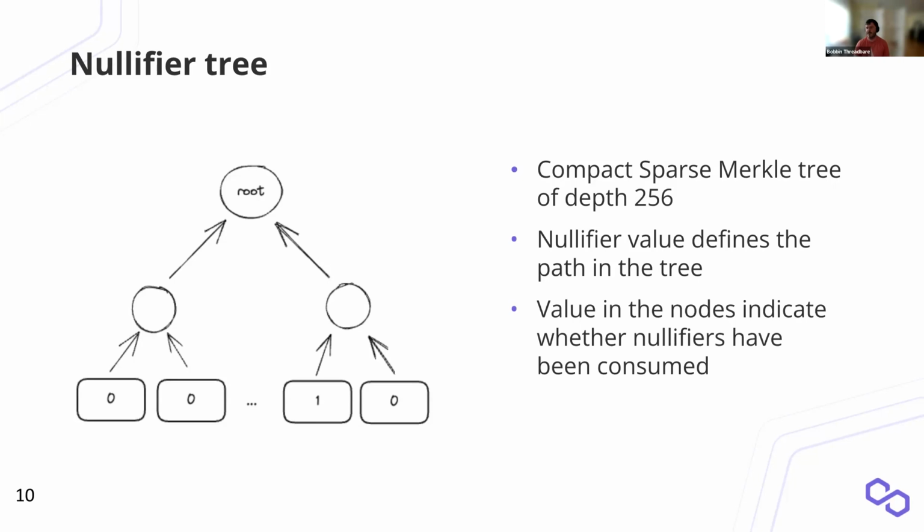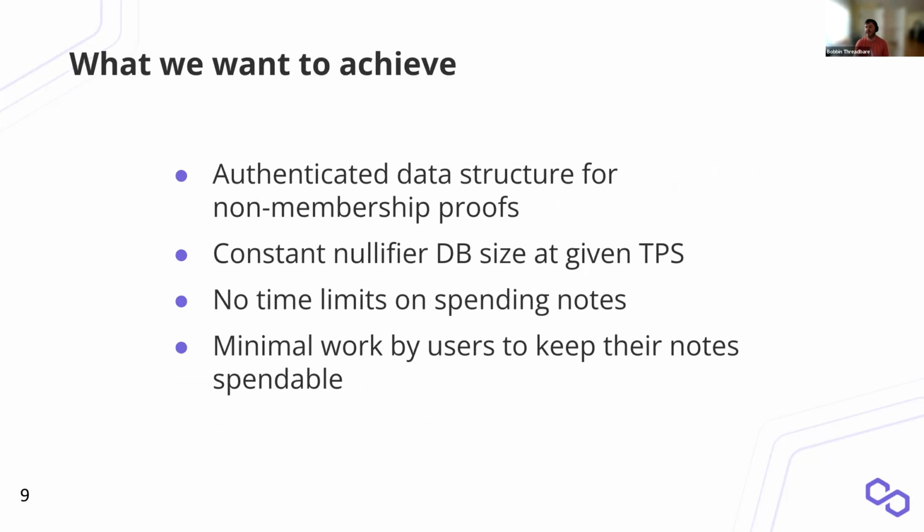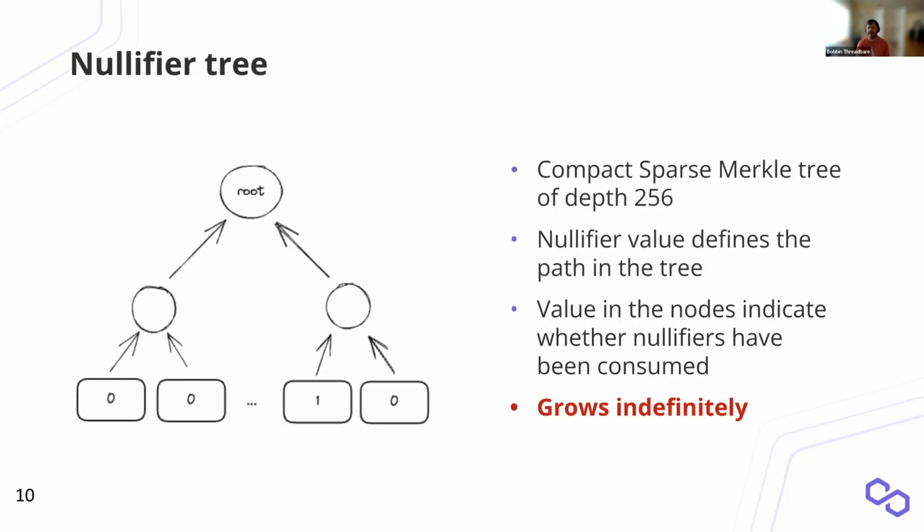If I go back to the previous slide, this actually addresses a lot of these things. It's an authenticated structure. It has no limits on when the nodes could be spent, and the work that the users need to do is basically the minimal possible. But it does have one big problem, which is that the size of this sparse Merkle tree grows constantly. There are some optimizations that we can do; we wouldn't use the actual sparse Merkle tree, we would use a compact sparse Merkle tree to make this a bit more space efficient, and there are other ways to compress things. But overall, the size of this data structure would grow indefinitely, and this is the problem that we're trying to avoid.